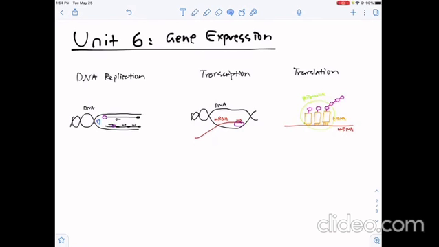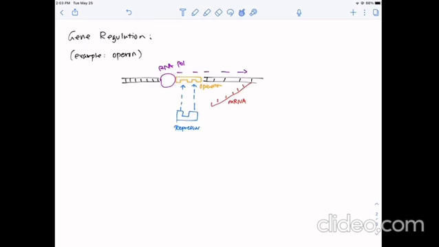Unit 6 is gene expression, and these are some of the key processes. DNA replication is when DNA makes an exact copy of itself, and it's important to remember the key functions of the enzymes. Transcription is when an mRNA script is created from DNA, and translation is when tRNA creates a chain of polypeptides from mRNA at ribosomes.